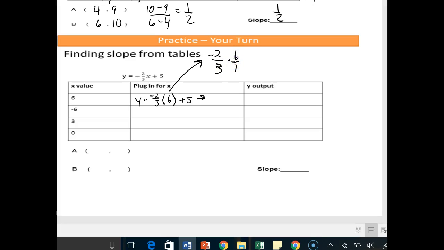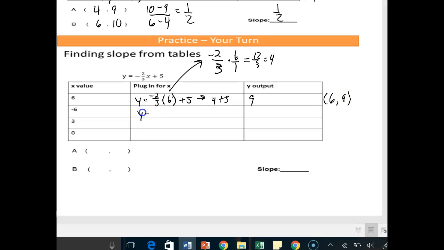Get it in your head that when you see this fraction times a whole number like this, you just do 2 times 6 and then divide by 3. 2 times 6 is 12, divided by 3 is 4, right? This gives you 12 over 3, which is 4, right? But that's just the really long way of saying, hey, 2 times 6 is 12, divided by 3, 4. So it's 4 plus 5, which is 9. So your coordinate is 6, 9.